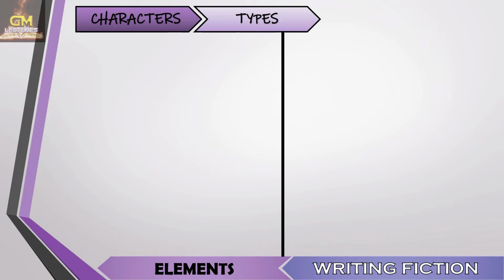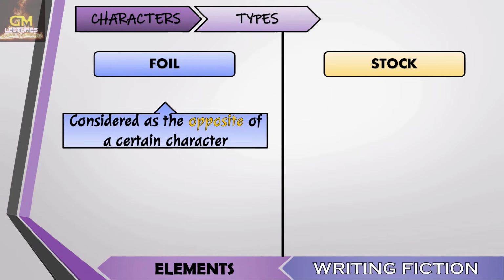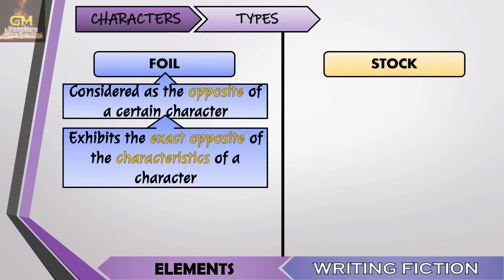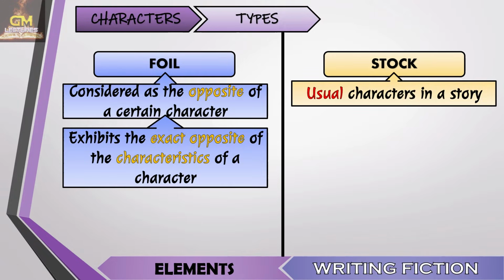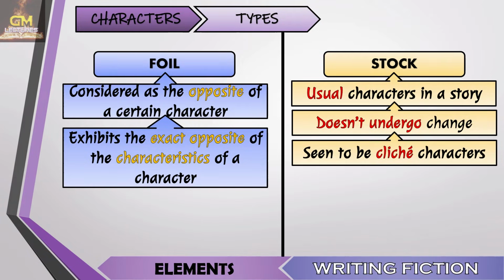Now let's go back to the different types of characters. We have the foil character and stock character. A foil character is considered the opposite of a certain character, in a way that he or she exhibits the exact opposite of the characteristics of a particular character, while the stock character is the usual character in the story. These are your typical characters that do not undergo change and, of course, are seen to be cliché characters.